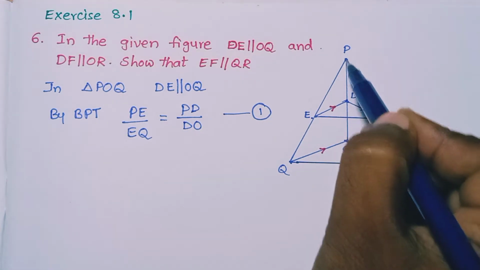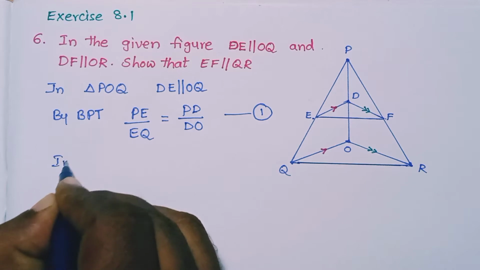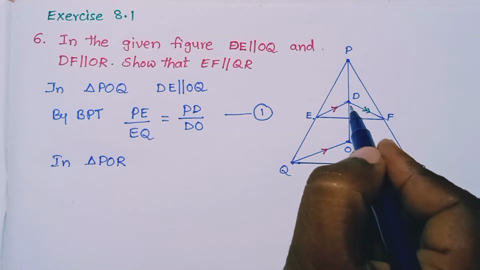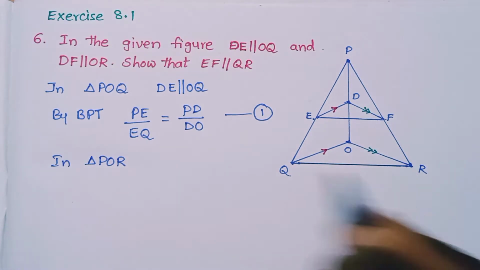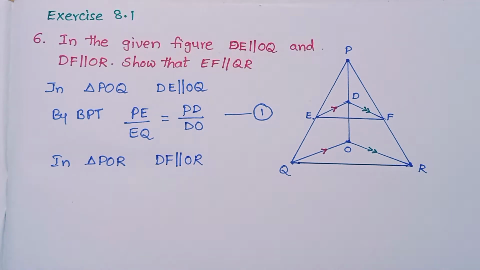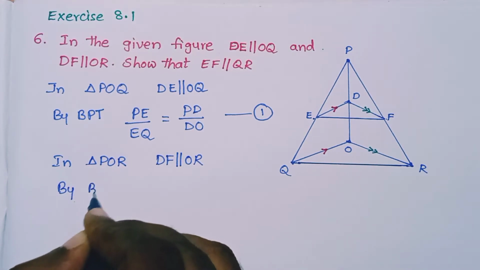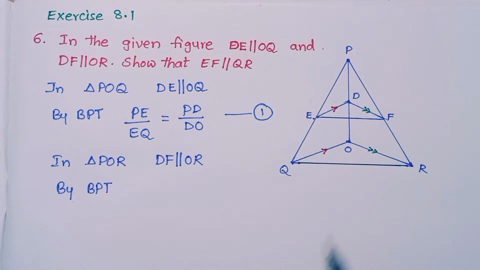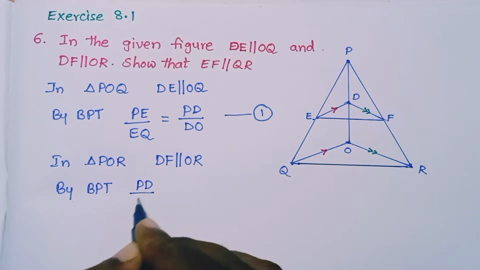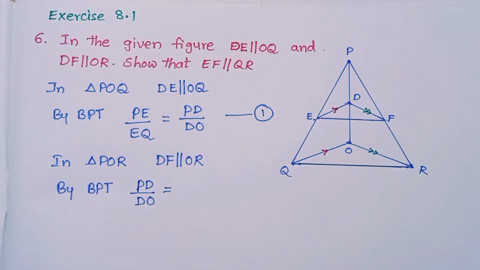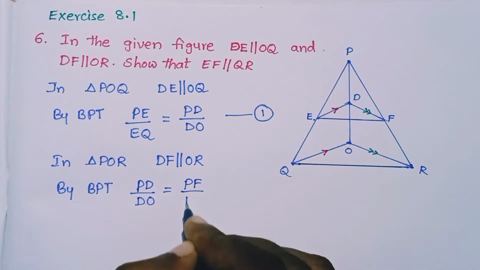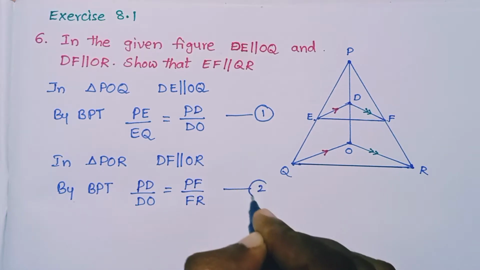Let us consider the triangle POR. Similarly, in the triangle POR, the line DF is parallel to OR. Here also we can apply basic proportionality theorem. According to basic proportionality theorem, it is PD by DO is equal to PF by FR. This is equation number 2.